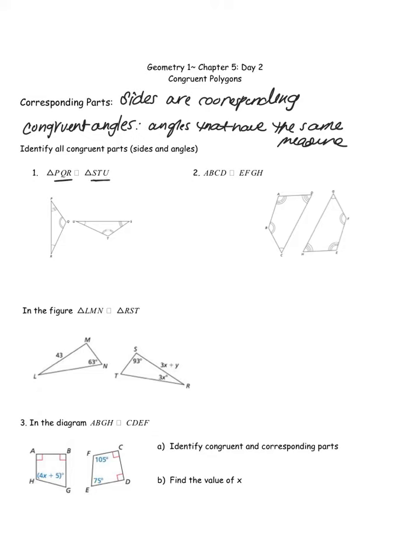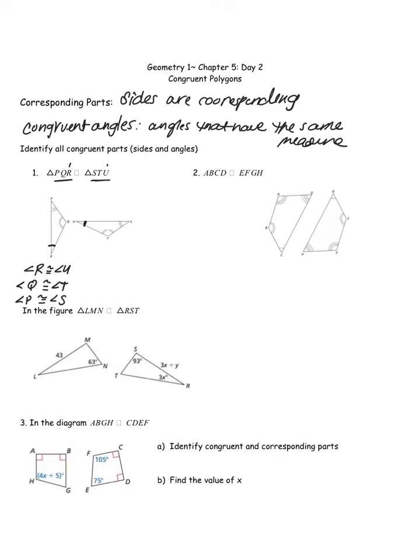So let's first label the angles. And also, if we look at our tick marks here, those tell us what are congruent. So here R is congruent to U, which makes sense because R and U are in the same spot. So we can say angle R is congruent to angle U. Angle Q is congruent to angle T. They both have two tick marks. And then angle P is congruent to angle S. Okay, so those are our congruent angles.